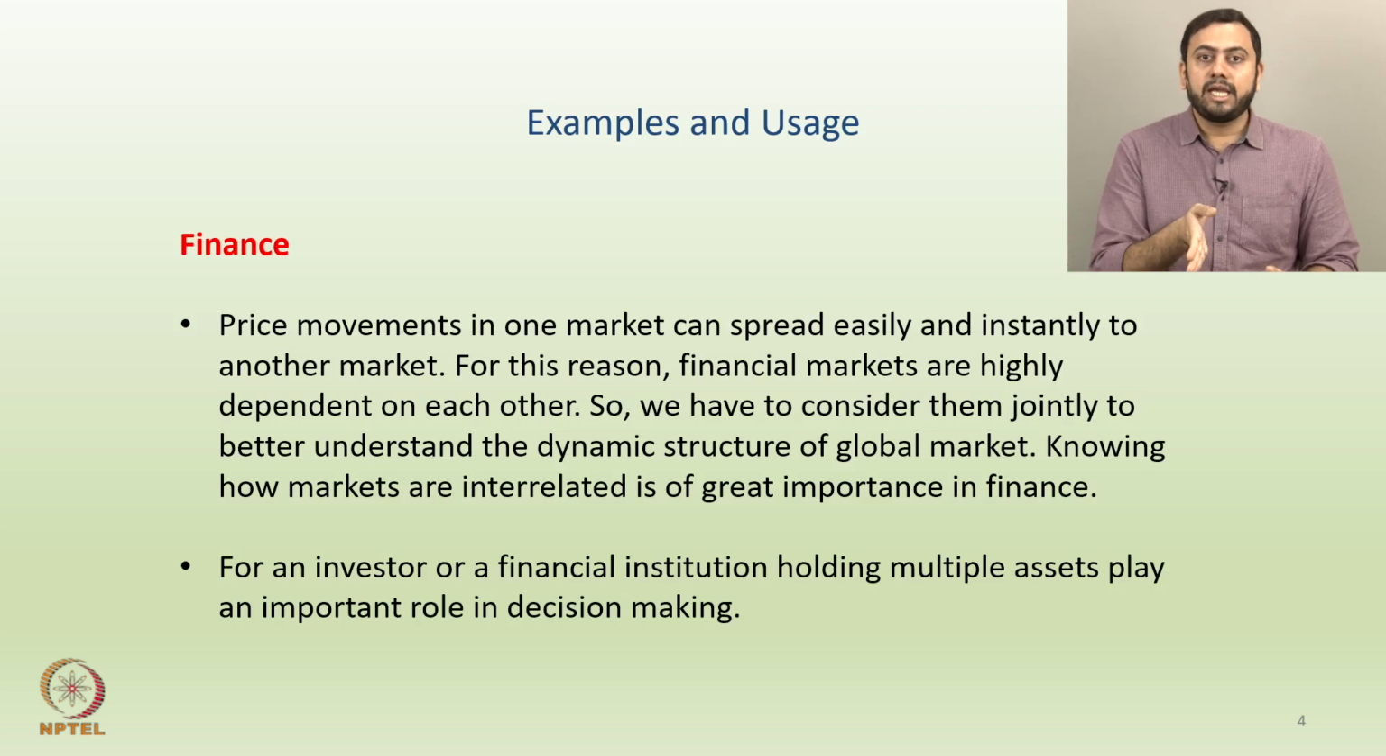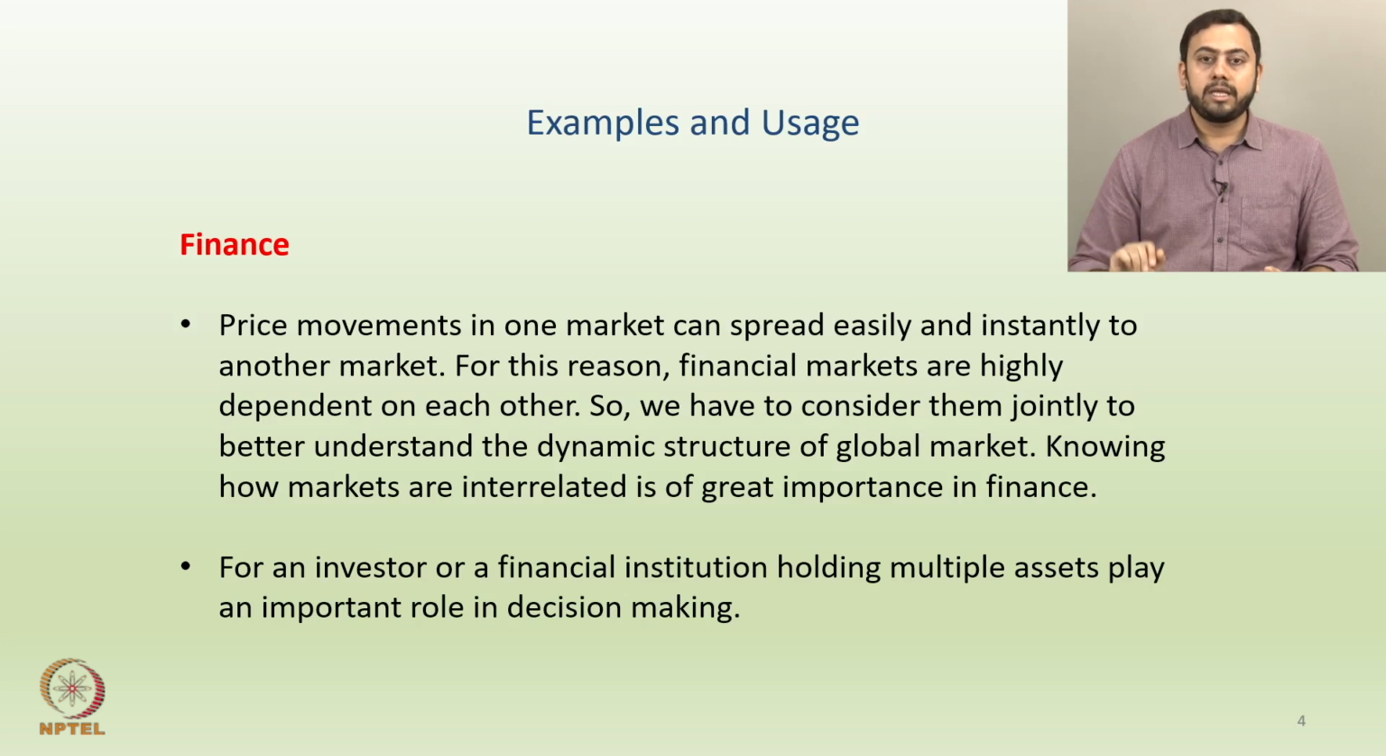Okay. So, one of the assets, let us say Bitcoin, and its price is affecting the price of the other, which is Ethereum, right. And in that case, both these financial assets, or financial markets in other terms, are highly dependent on each other. So, we have to consider them jointly to better understand the dynamic structure of the global market. Now, if you assume that these two are the only currencies that one can trade, of course, this is a hypothetical situation, so you only have two currencies, Bitcoin and Ethereum, and their prices have some dependency between them.